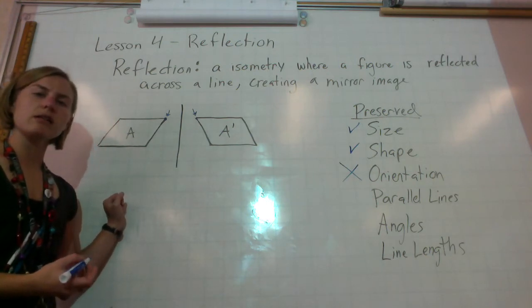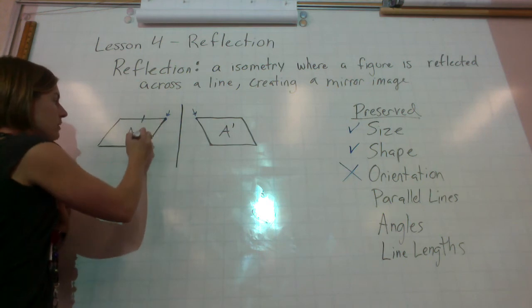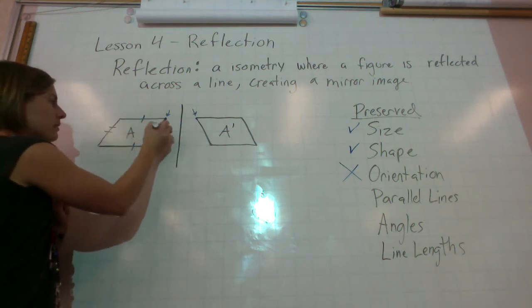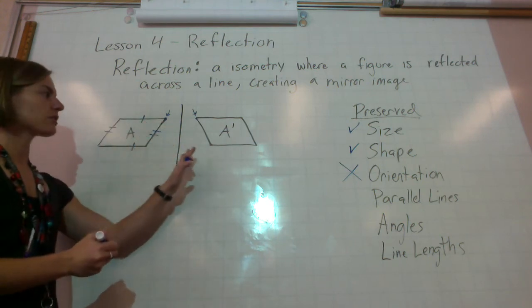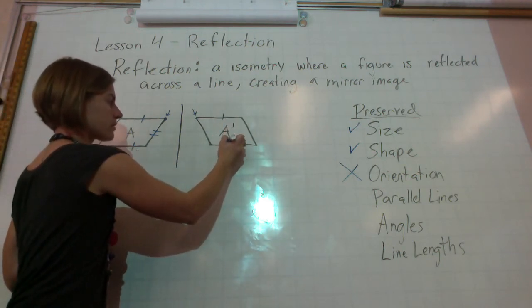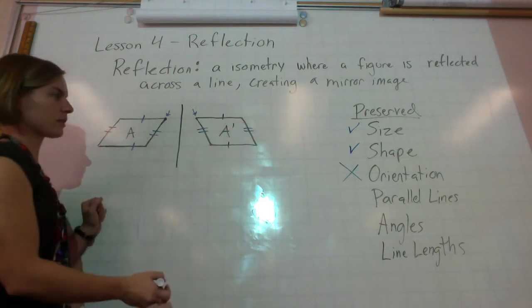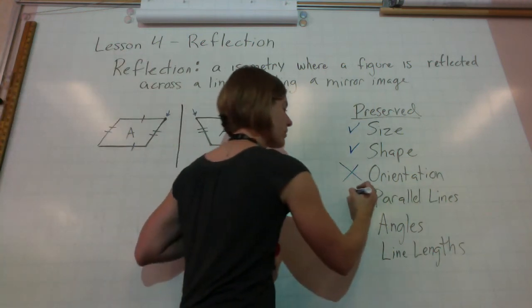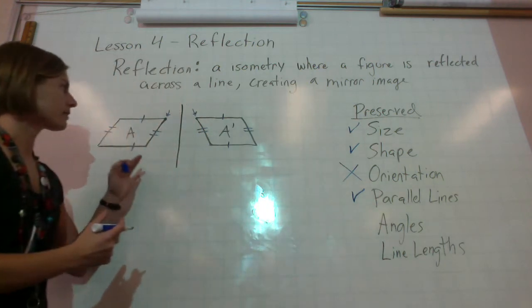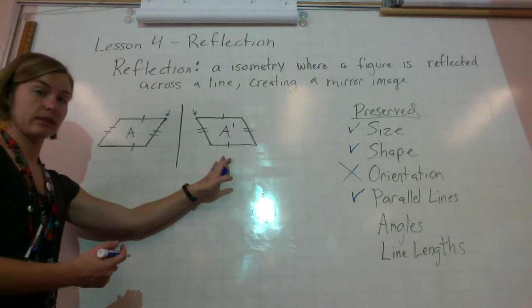What about parallel lines? Any parallel lines in the beginning one, like this one and this one, or how this one's parallel to this one, are those still the same over here? Well, let's take a look. This one is still parallel with that one, and this one is still parallel with this one. So yeah, parallel lines are actually still kept the same. Any parallel lines that were parallel to each other are still going to be parallel after they are reflected.